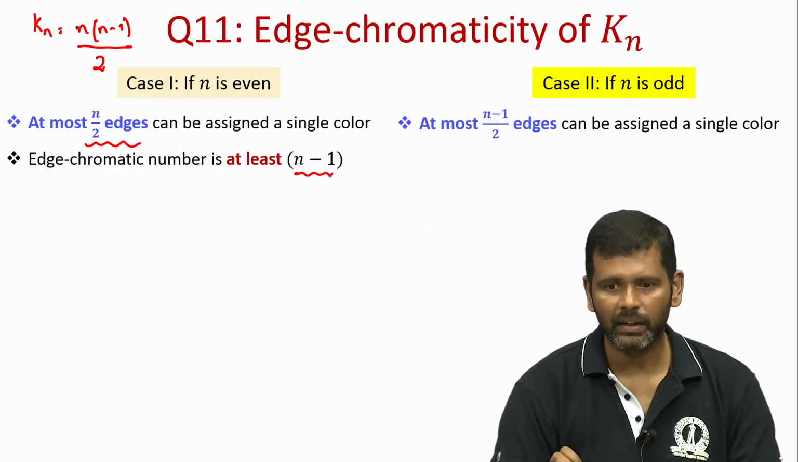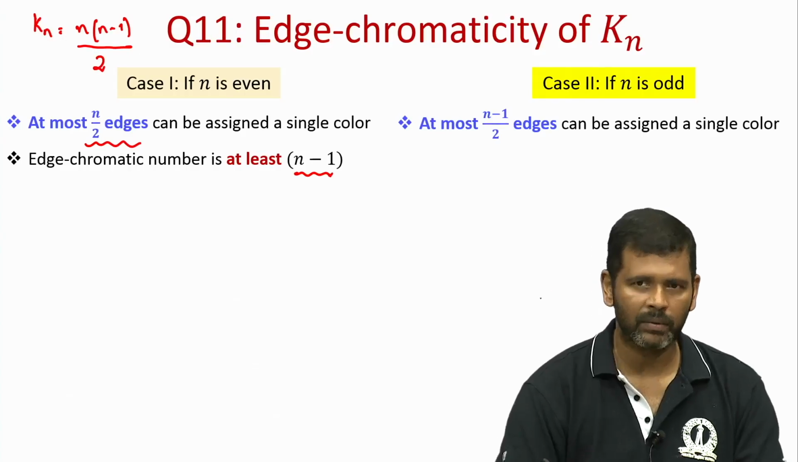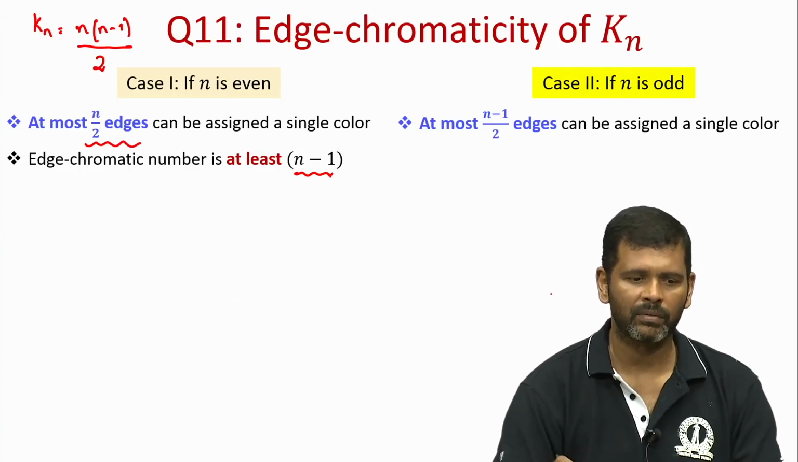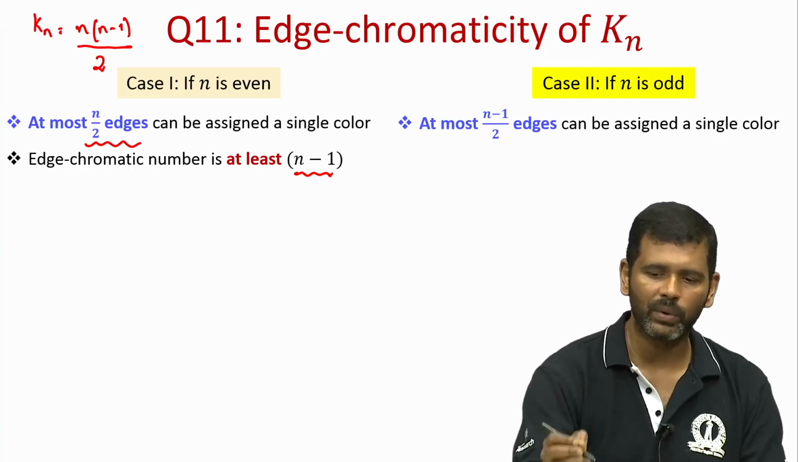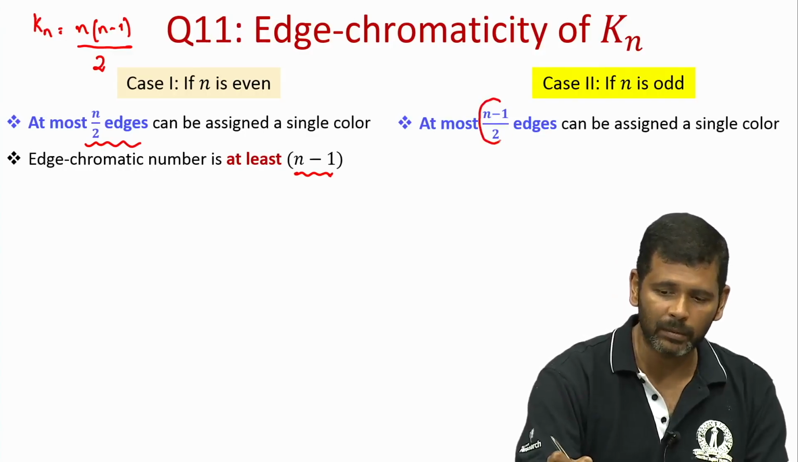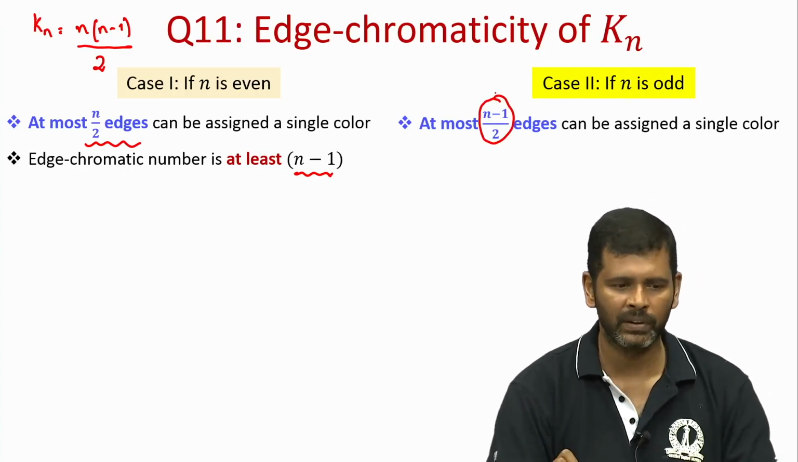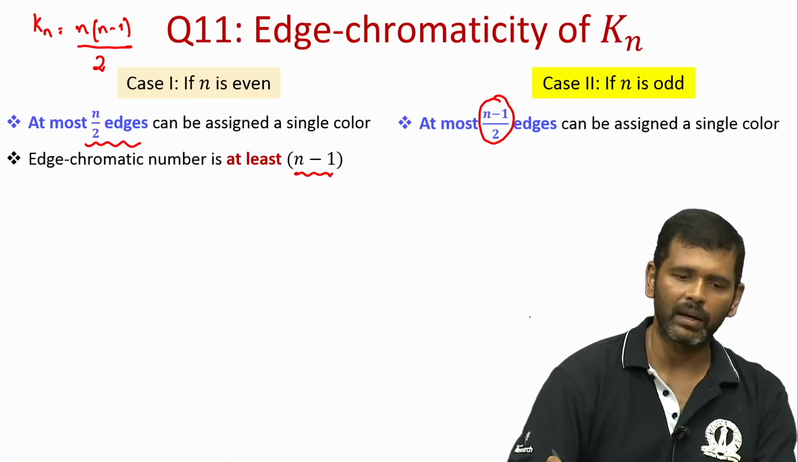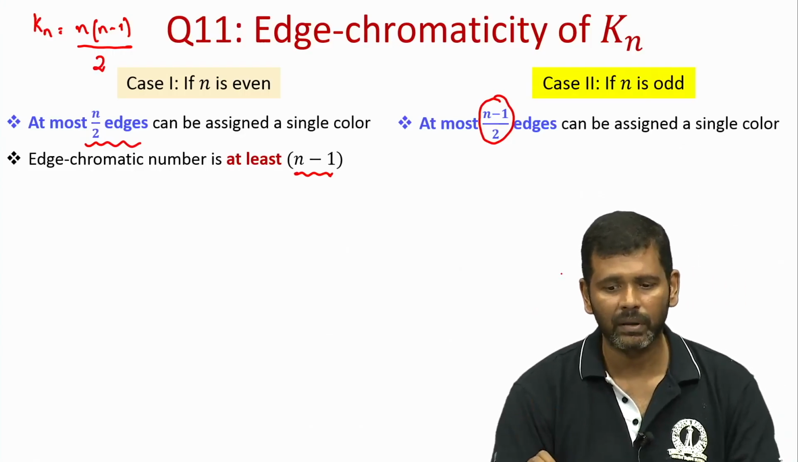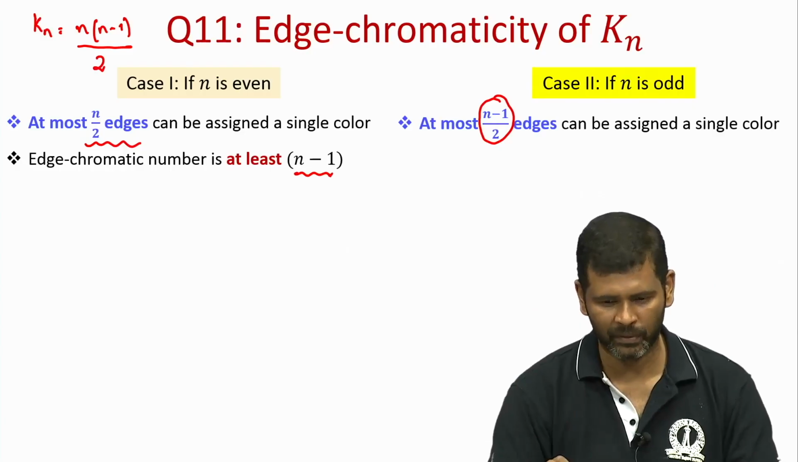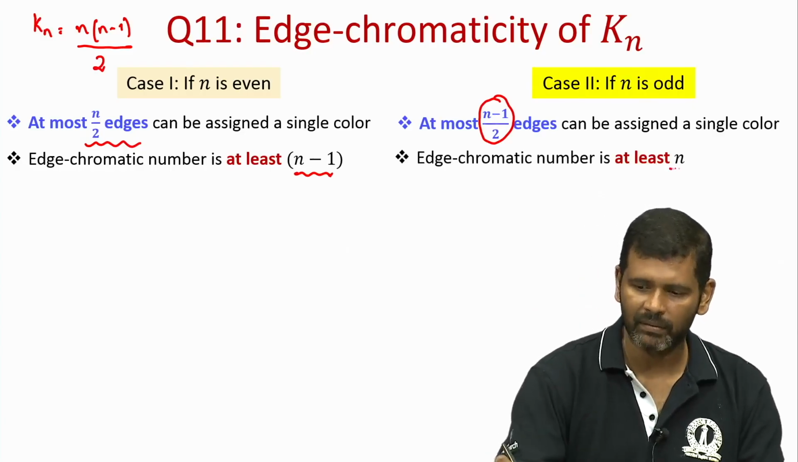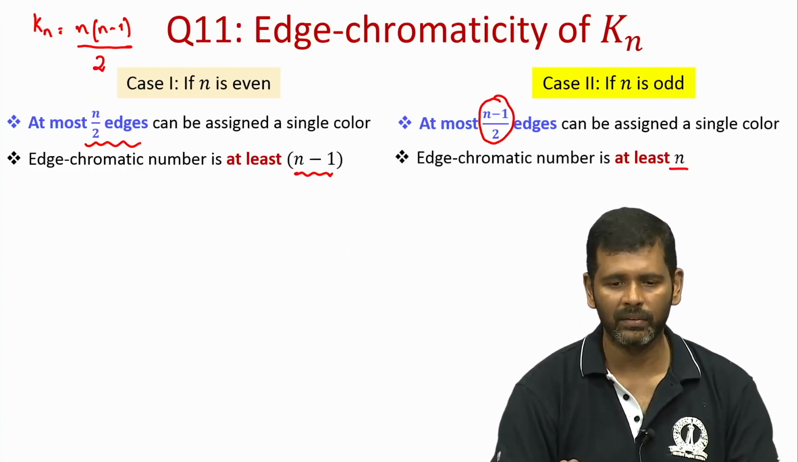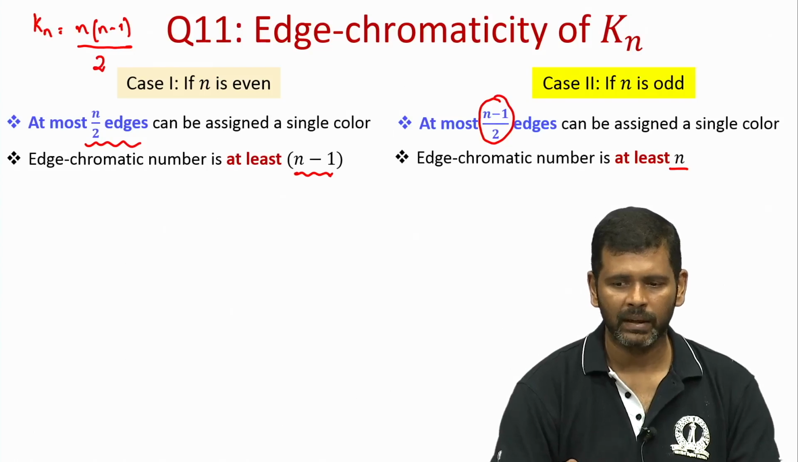Whereas, if I take the case when n is odd, then from my analysis of question 10, I know that through one color I can take care of at most (n minus 1) over 2 edges, and I have to take care of n bunches of (n minus 1) over 2 edges. So, that means I will require at least n colors if my n is odd.